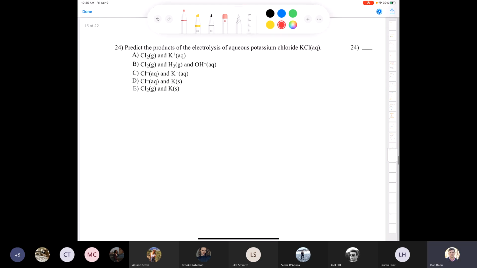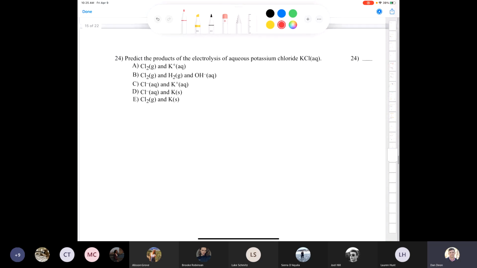Let's move on to question 24. I don't ask a question exactly like this one in our exam. I asked something in the same vein on the actual exam, but it's not exactly like this. This is covered in section 17.7. In our textbook, they go over the electrolysis of aqueous sodium chloride, so it's going to be very similar here. It says, predict the products of the electrolysis of aqueous potassium chloride. So let me run it by you here.